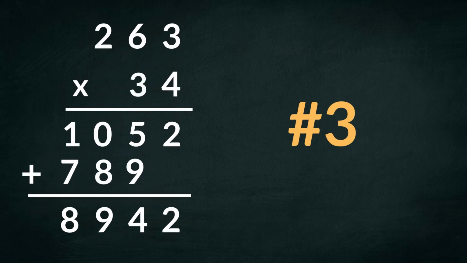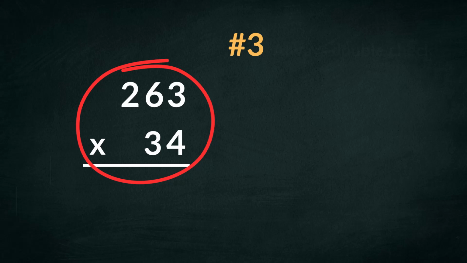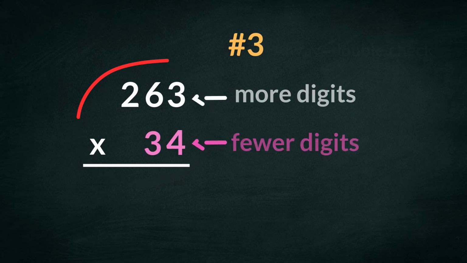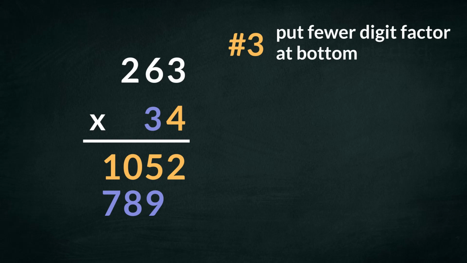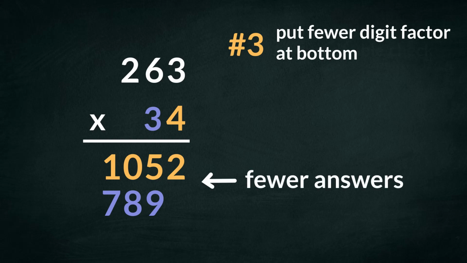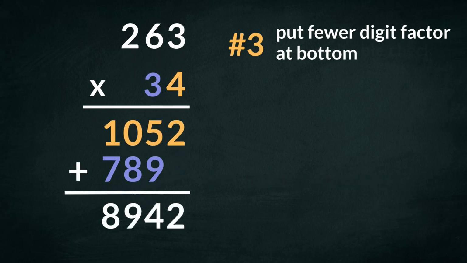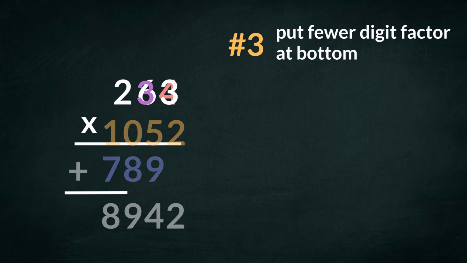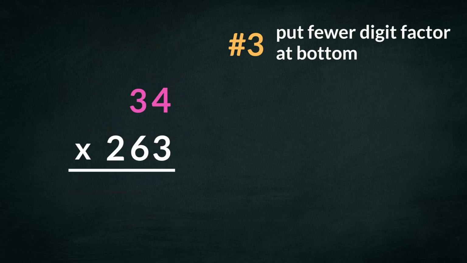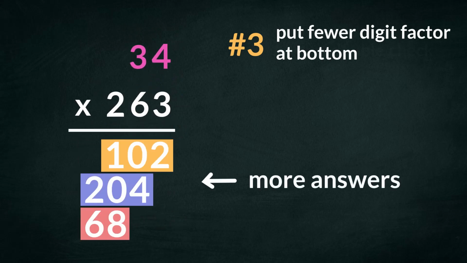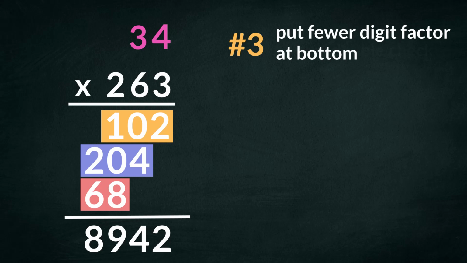Last but not least, in a multi-digit multiplication, you should put the factor with the fewer digits in the bottom. Why? Because you'll have fewer answers under the line, therefore fewer numbers to deal with in the following addition. If you switch the position of the factor, you'll have to stack a lot of answers here, and adding them together can make you dizzy.